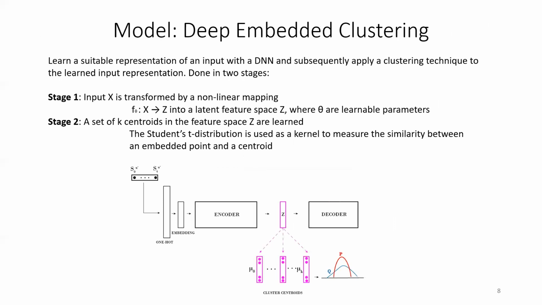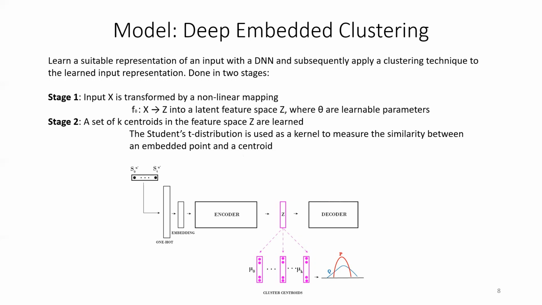So next we'll talk about deep embedded clustering and how we use that to formulate HOLIC. The objective of deep embedded clustering is first to learn a suitable representation of the input sequence using a deep learning framework, and then subsequently to apply a clustering technique to the learned input representation. Classically, this is done in two stages. In the first stage, we learn a nonlinear transformation from the input space to the latent space, which we do with a deep neural network. And in our work, this will be equivalent to the final hidden state of the GRU encoder network.